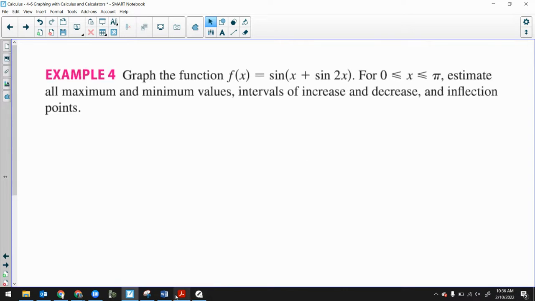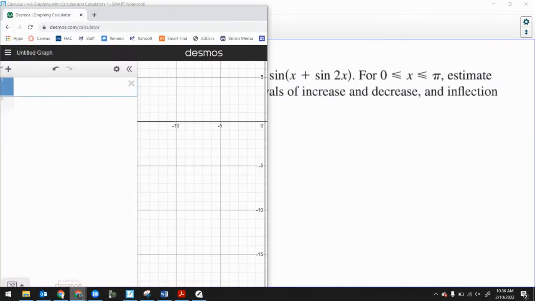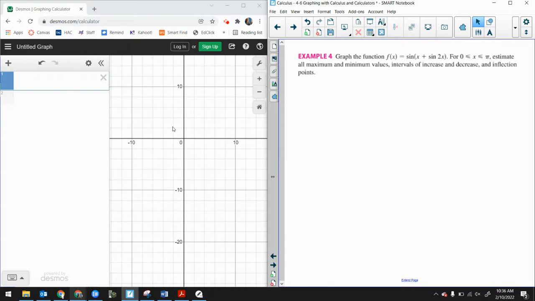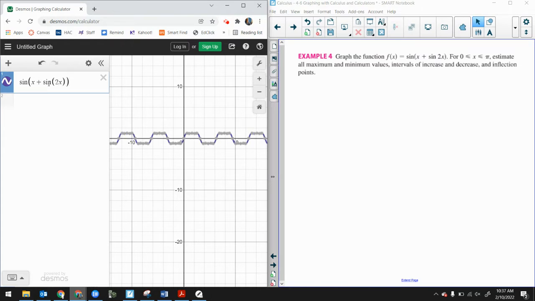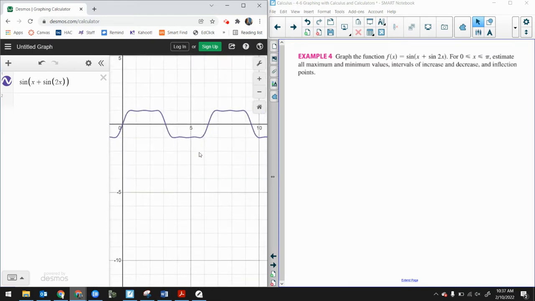But let's take a look at this. Let's graph this. Now, it only wants it from the interval of 0 to pi. Okay? So let's graph it. Sine x plus sine 2x. Okay. This is what we have.